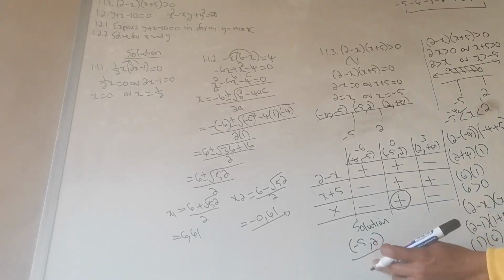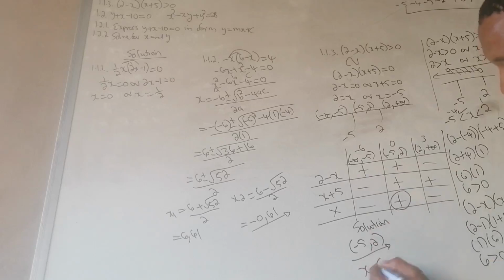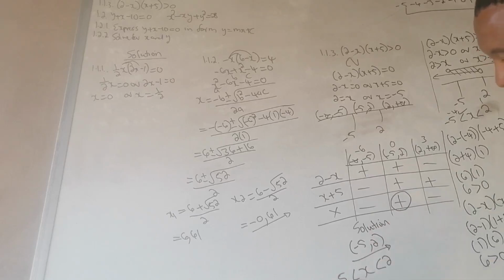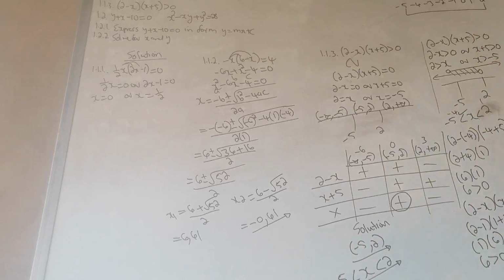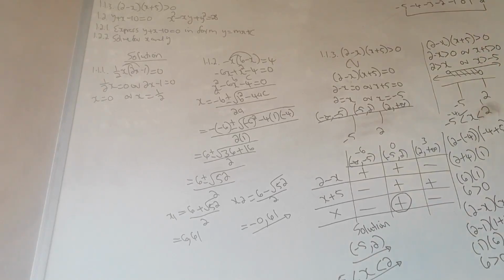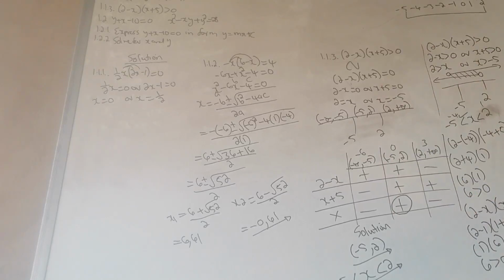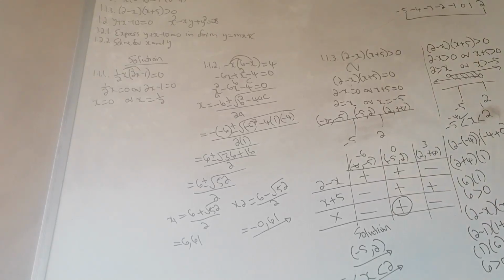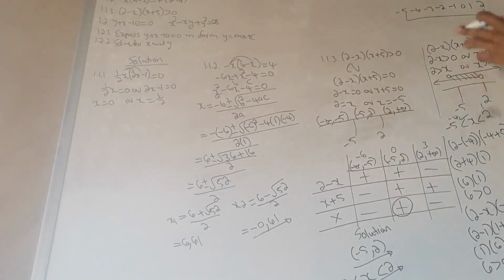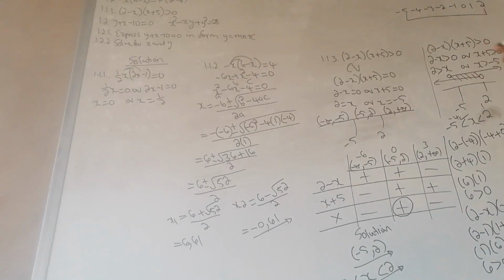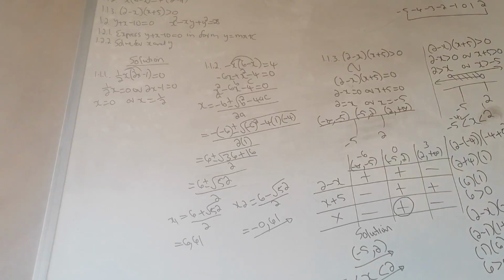So when we arrive here, you can just say minus 5 and 2, and you will be done. Either you go for the table or you go for this. The choice is yours. The choice is highly and highly yours. But this one becomes a little bit simpler to work with.